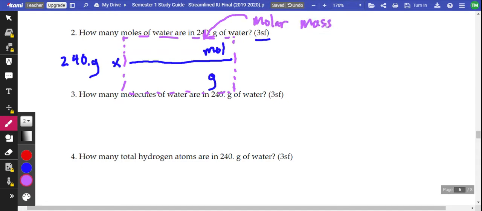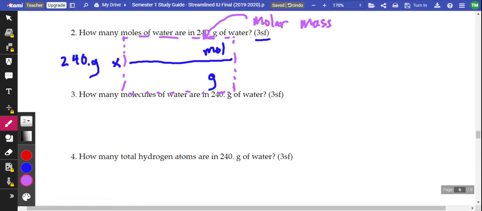Okay. And the average atomic mass that we see on the periodic table, aside from just being a measurement in atomic mass units, AMU, also is molar mass. It's how many grams of that element there will be in 1 mole of that element.